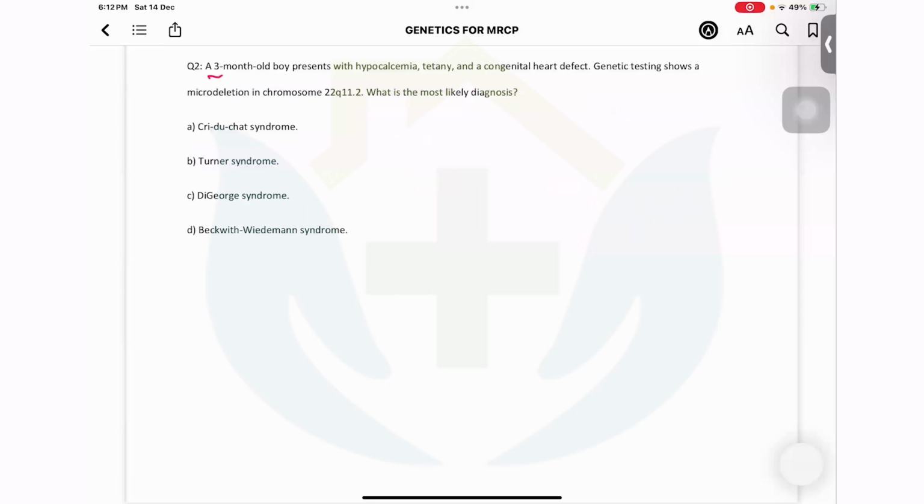A 3-month-old boy with hypocalcemia, tetany, and a congenital heart defect. Genetic testing shows a microdeletion in chromosome 22, long arm, band 11.2. What is the most likely diagnosis? Cri-du-chat, Turner, DiGeorge, or Beckwith-Wiedemann?